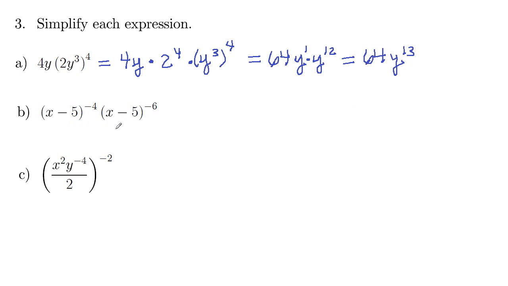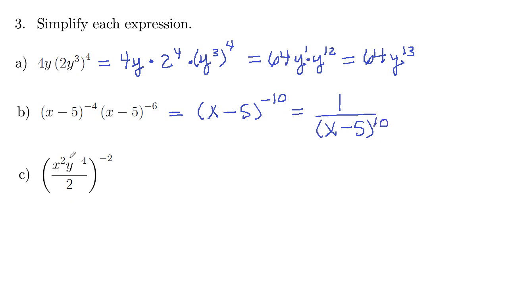Next, we're multiplying two exponentials. The base is the same here. It's a whole expression, x minus 5. So you will add the exponents. So this will be x minus 5, and then that gets a negative 4 plus negative 6, negative 10 power. And then we don't like to have negative exponents, so that negative exponent means reciprocal. So this is 1 over x minus 5 to the positive 10 power.